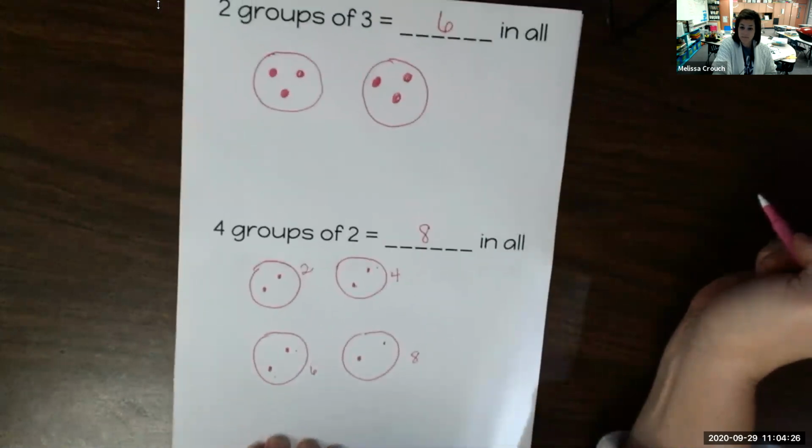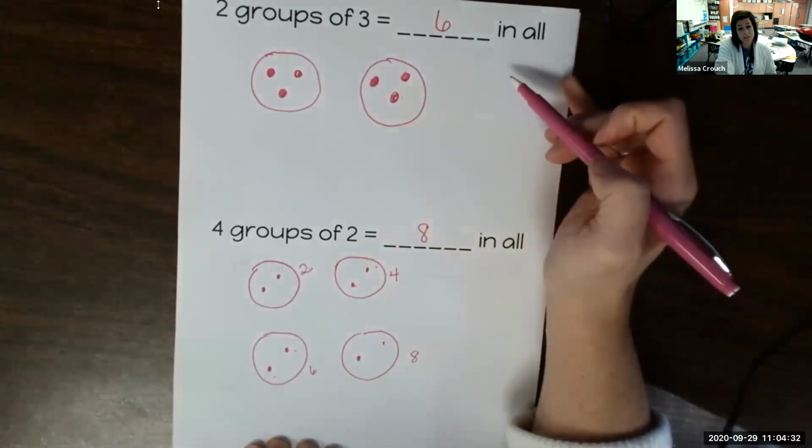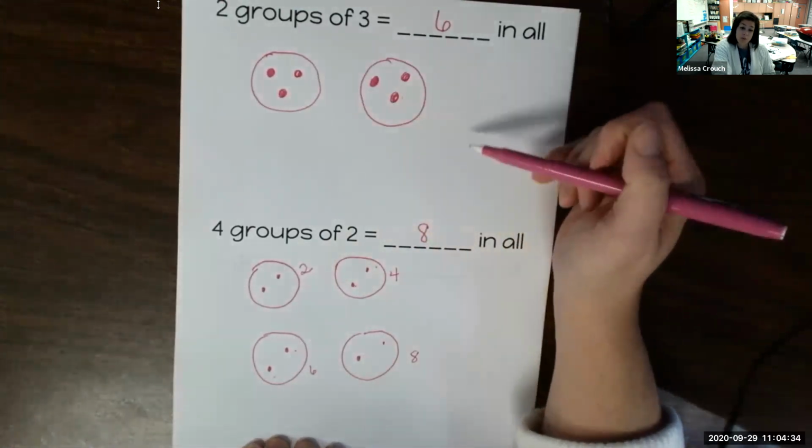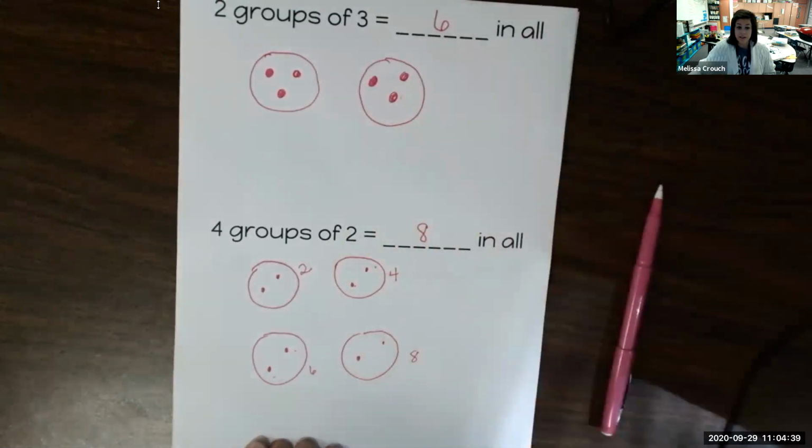Not too bad, right? In your Schoology, you are going to be given the number of groups and how many in all. And then on the second part of your problem, you will show your work of drawing those groups. All right, go ahead and get started on that.